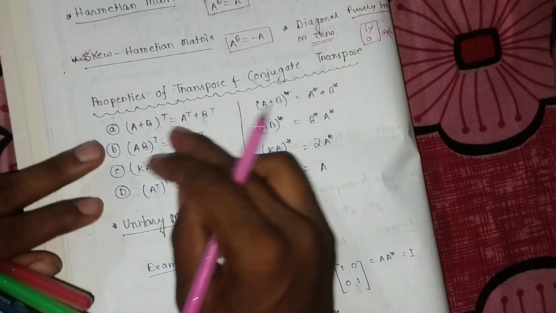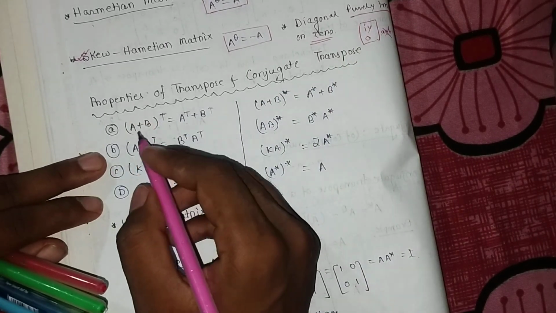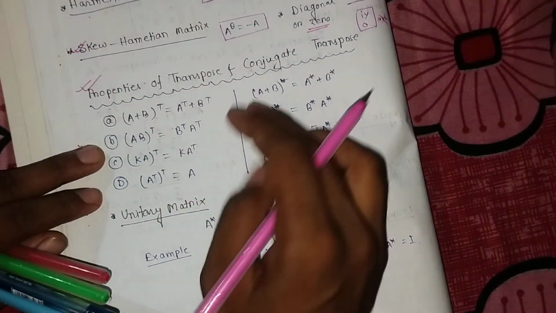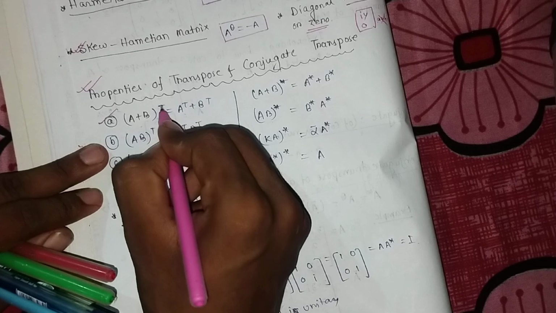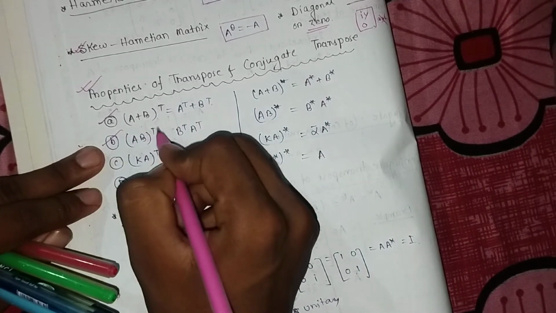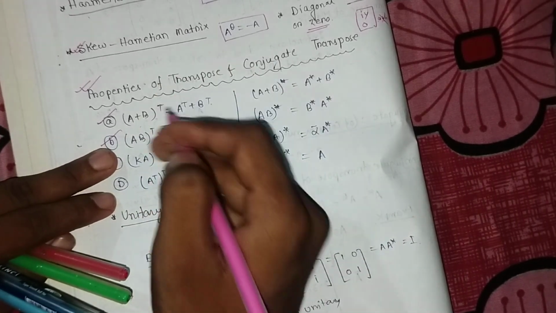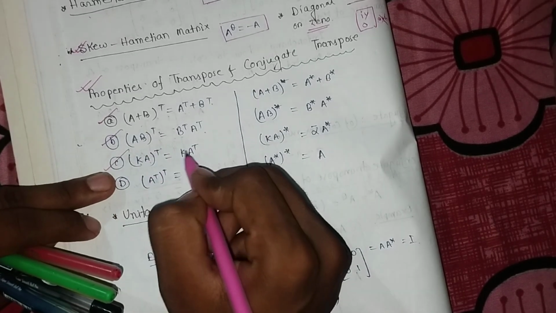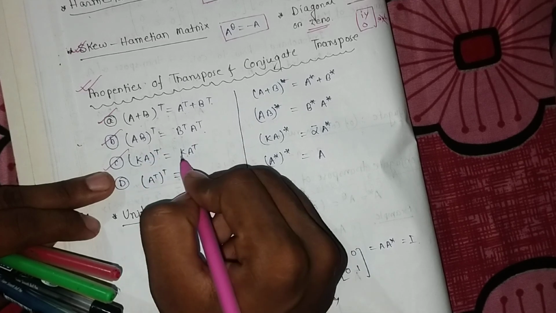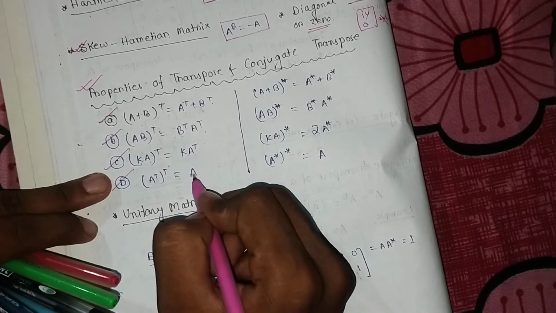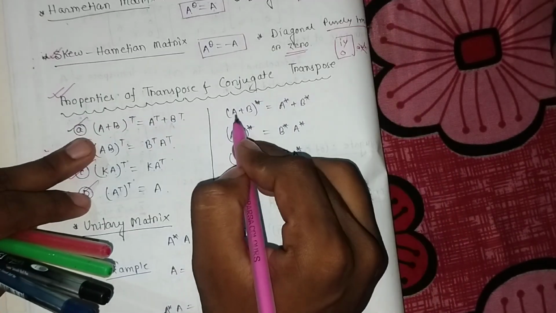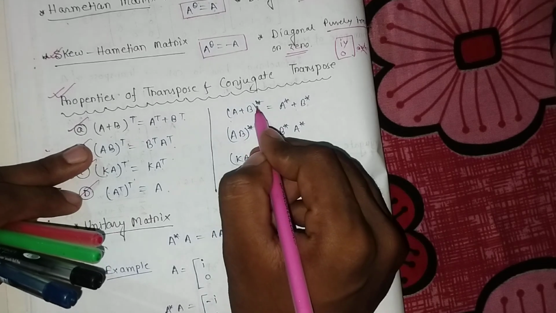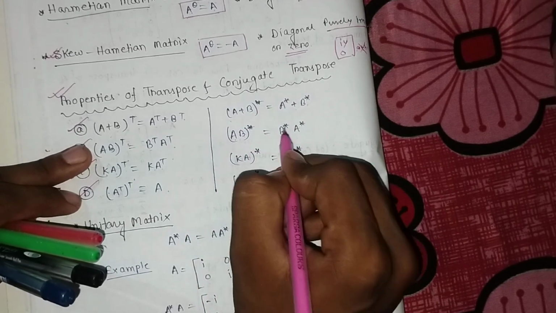Next, some properties of transpose, conjugate transpose and conjugation. First one, (A plus B) transpose is A transpose plus B transpose. (AB) transpose we write reversely, B transpose A transpose. If K is a constant, (KA) transpose, K constant is outside of transpose, and (A transpose) transpose, the transpose vanishes, and this is A. Similarly for the conjugate transpose, (A plus B) star equals A star plus B star, you can write also by theta. (AB) star equals B star A star.